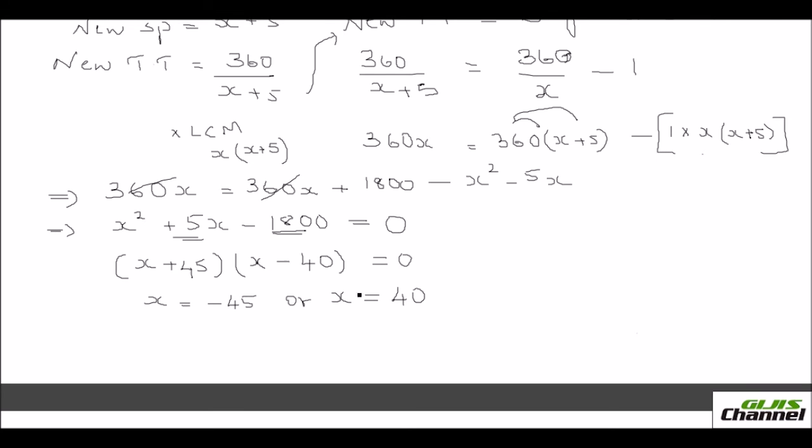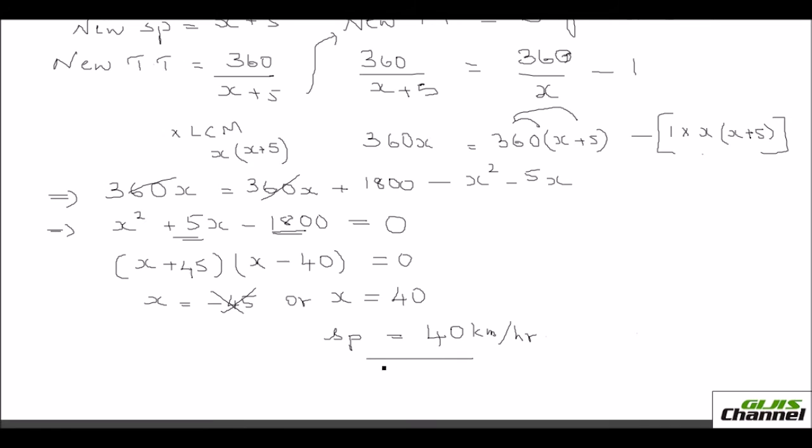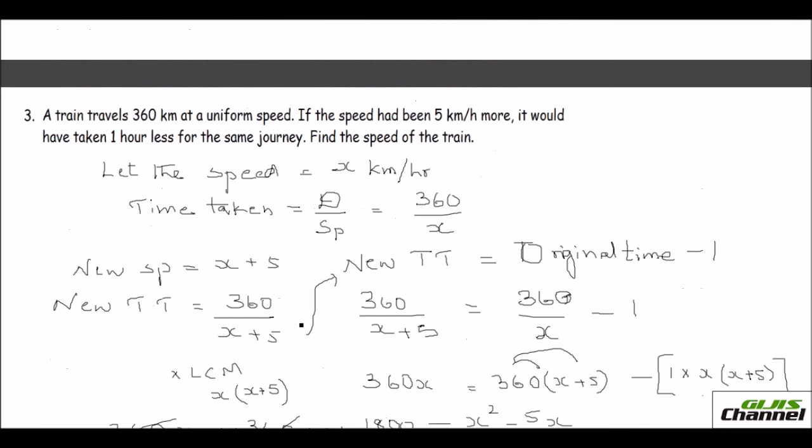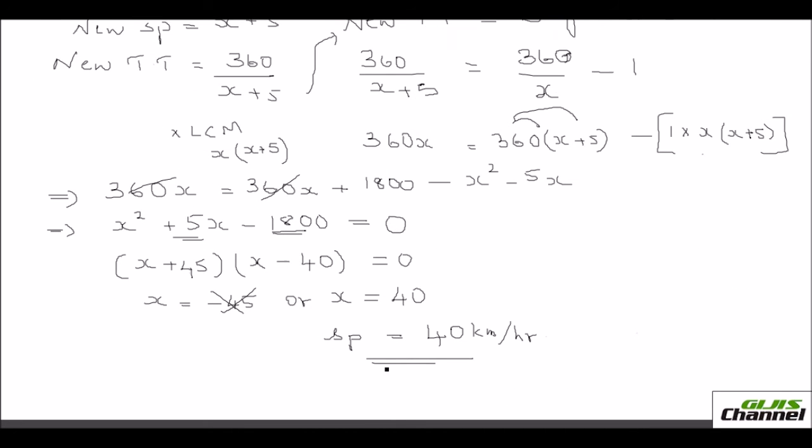Since x is the speed, you cannot have the speed in negative. So I say the speed of the train is equal to 40 kilometers per hour. That is what is asked. They have asked you to find the speed of the train. So the speed of the train is 40 kilometers per hour.